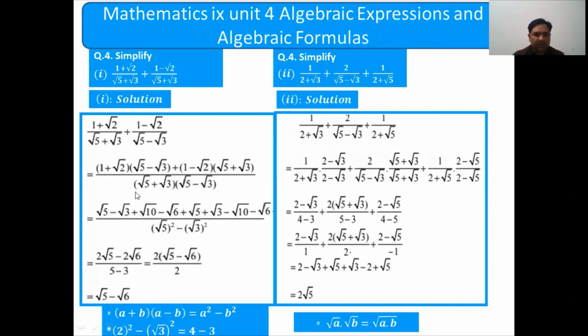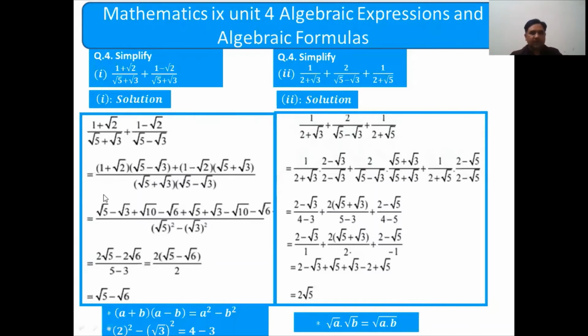So this value will cancel out with this one. This is a dummy cancellation, and we are left with square root of 5 minus square root of 3, and this value will multiply with 1 plus square root of 2. Now this value will cancel out with this one, and we are left with square root of 5 plus square root of 3, and this value will multiply with 1 minus square root of 2.